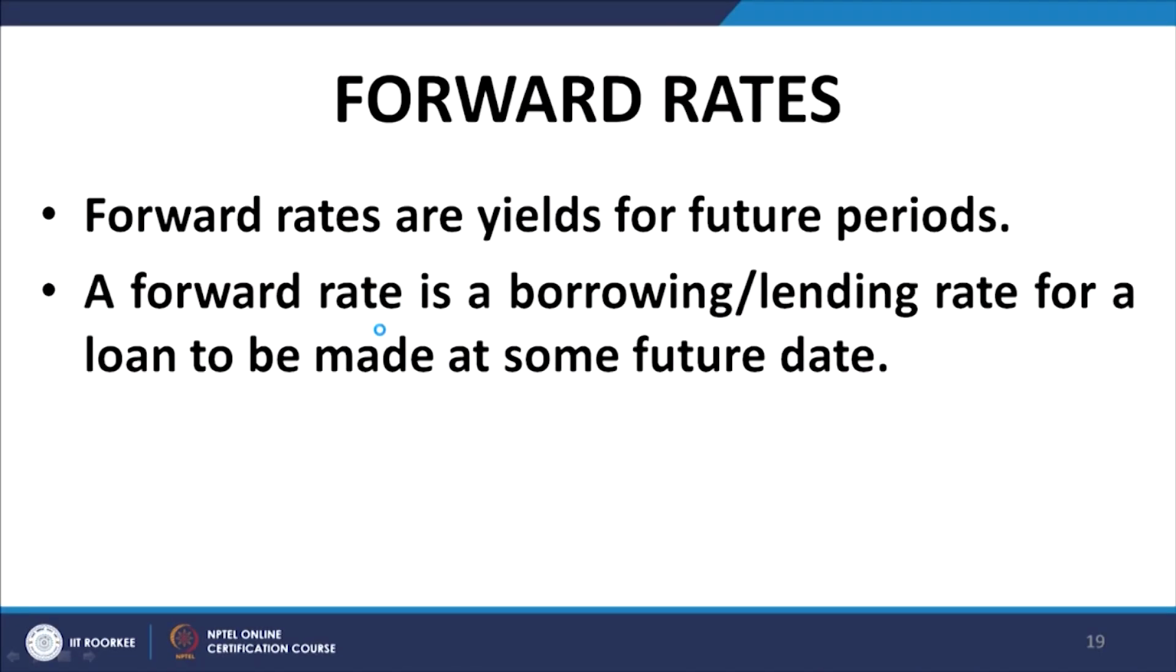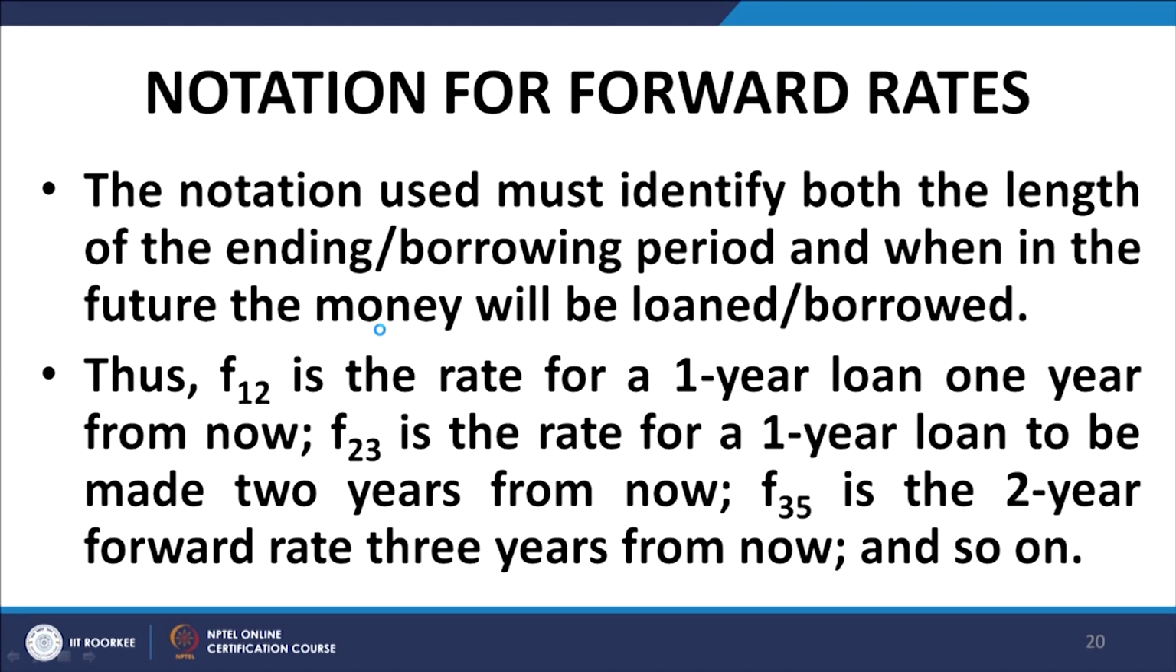The interest rate that is agreed upon as at T equal to 0 for a loan that is to be disbursed at a future date is known as a forward rate. So, forward rates are yields for future periods. A forward rate is a borrowing or lending rate for a loan that is to be made at some future date, as I explained just now.